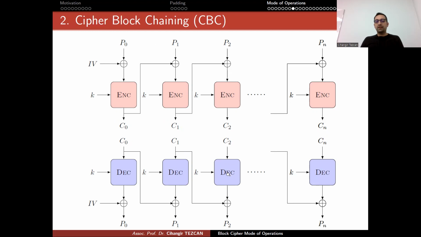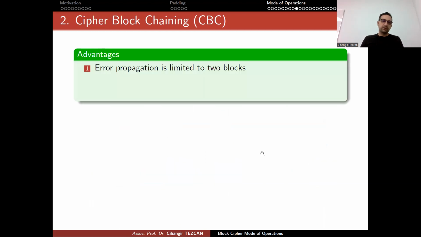But in this scenario, actually, the decryption is parallelizable because the XOR operation here is at the beginning and here it is at the end. So you can actually perform this decryption without waiting to perform these decryptions. So you can decrypt C2, obtain this value. Now you have to XOR it with C1, but you already have C1. So you can actually decrypt this ciphertext block without decrypting any other. So this is a good thing.